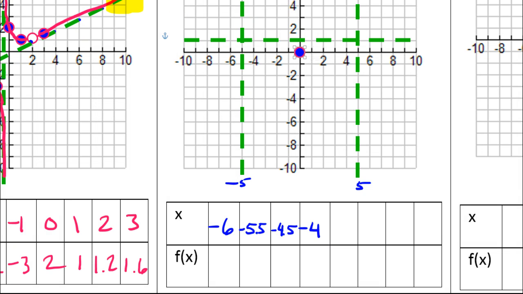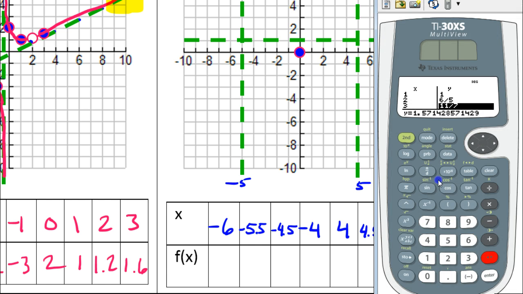So I'm going to write those values down as well. So I'm going to have 4, and I will have 4.5, and 5.5, and 6. So these are the values that I'm going to need. I'm going to get these values off my calculator.